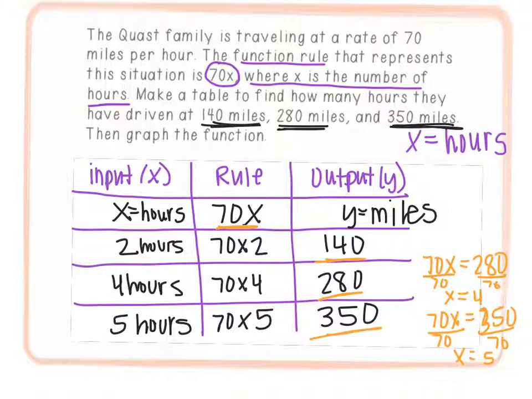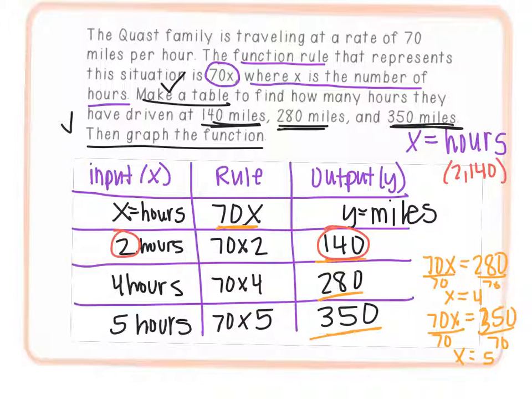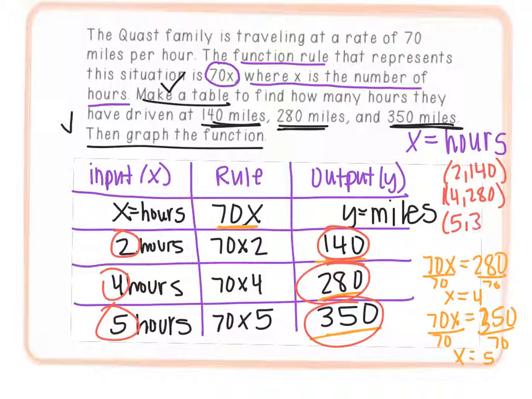Okay, it told me to make a table. I did that, check, and now I need to graph the function, check. So you would need to figure out that you would be graphing, let's use a different color so it's easier to see, 2, 140, that would be one of your points. 4, 280. You might be thinking to yourself, wow, that's a huge graph. But I would maybe go up by different increments. Then 5, 350. I'd go up by 1s on the x, and I'd probably go up by maybe 40s on the y.